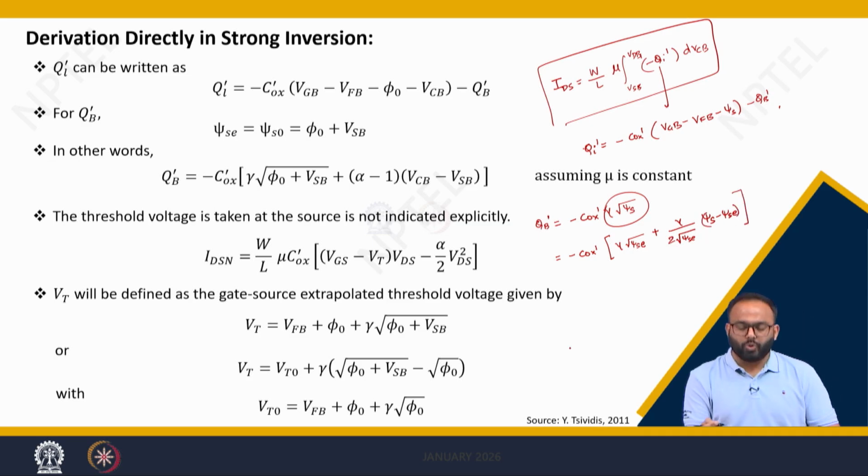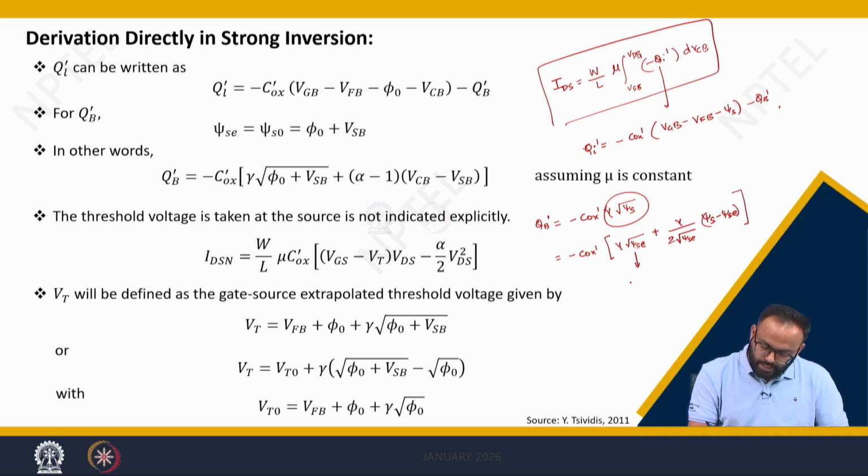As we are talking about the source reference model, this psi SE is nothing but psi S0. So you can replace QB dash equals minus COX dash gamma times this, which will become psi S0. If you want to represent it in terms of terminal voltage, it is nothing but phi naught plus VSB plus gamma divided by 2 times root of phi naught plus VSB.